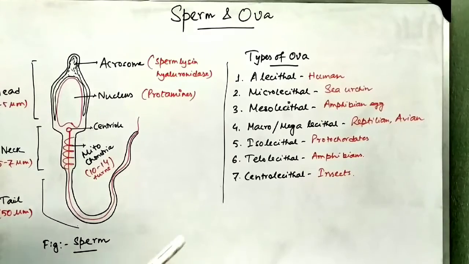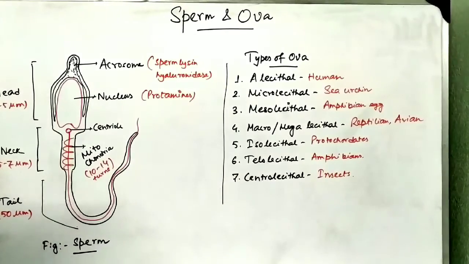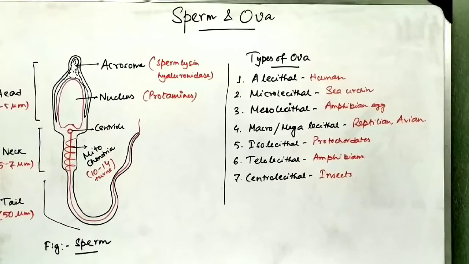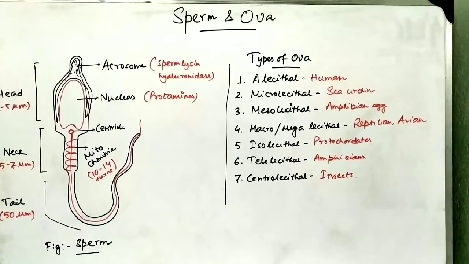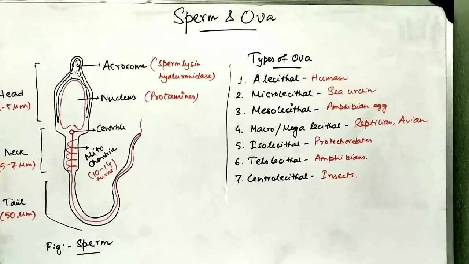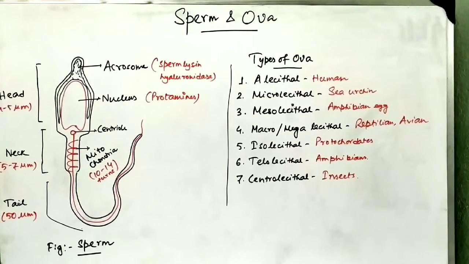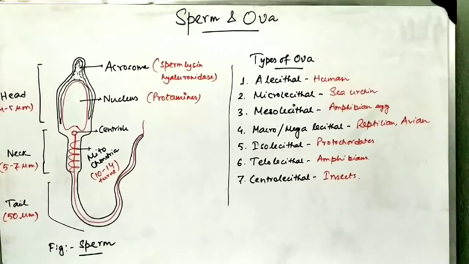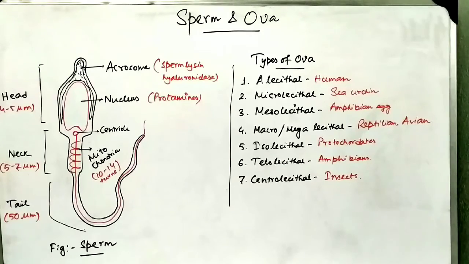Next, mesolecithal egg. The amphibian egg is called mesolecithal as well as telolecithal. A moderate amount of yolk is present in the mesolecithal egg, and it is present at a terminal region at one end of the egg. So these types of eggs are named mesolecithal and telolecithal. Mesolecithal is according to the amount of yolk, and telolecithal is according to the position of yolk. Both these types are found in amphibian eggs.